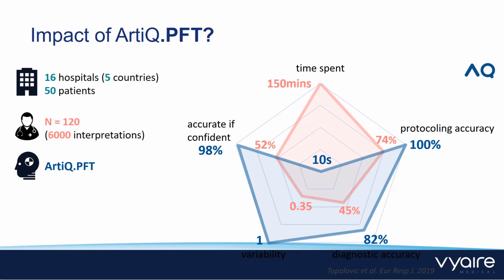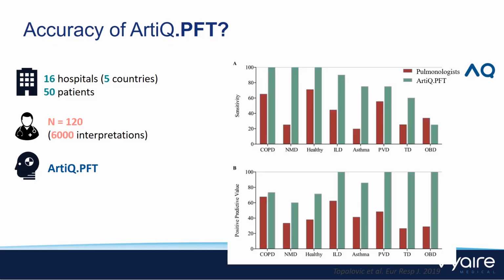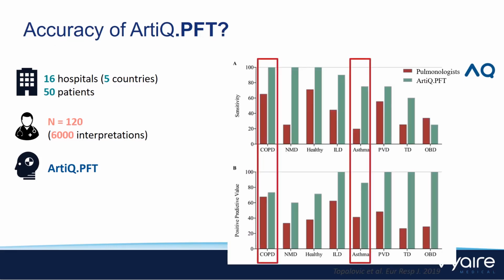These results show that there is a great potential for ArtiQ PFT to support pulmonologists in the interpretation of pulmonary function tests and add value to the diagnostic process. The ArtiQ PFT software also performs very well across different disease groups. For the 2 most common lung conditions, COPD and asthma, the software has a great sensitivity without having a decline in positive predictive value.